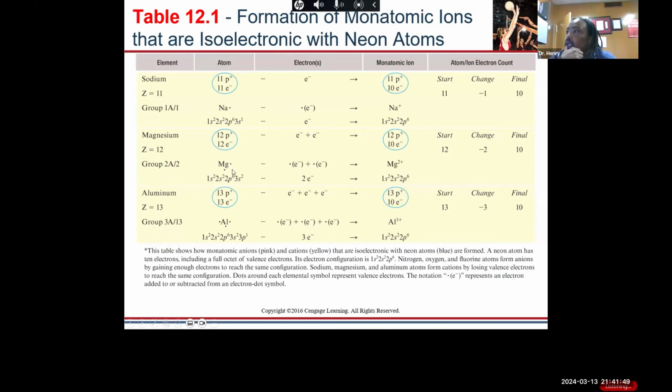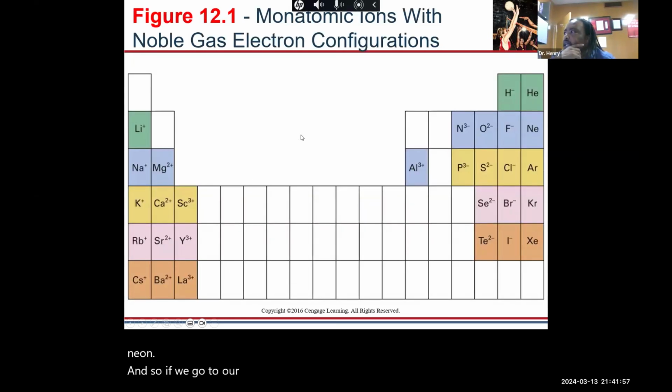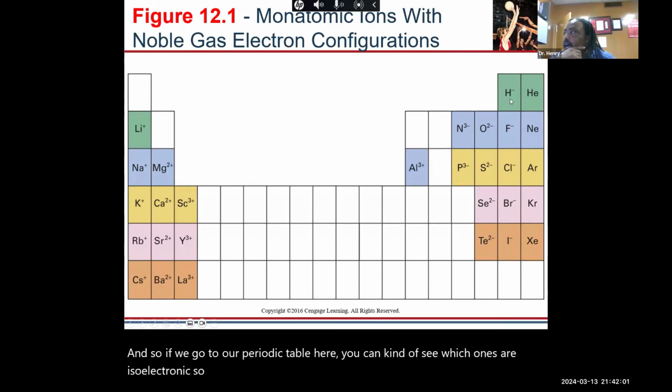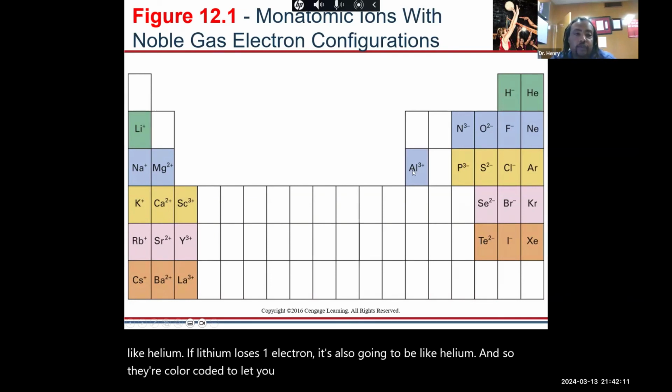Okay. So this is what's showing you. These guys are also isoelectronic to neon. If we go to our periodic table here, you can see which ones are isoelectronic. If hydrogen gains one more electron, it's going to be like helium. If lithium loses one electron, it's also going to be like helium. They're color coded to let you know which ones are isoelectronic to each other and to give you an idea of the monoatomic ion that's going to form.